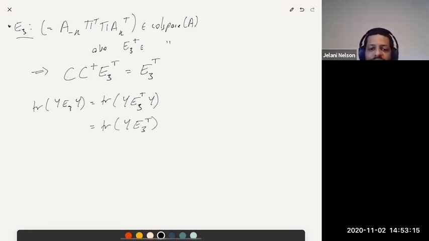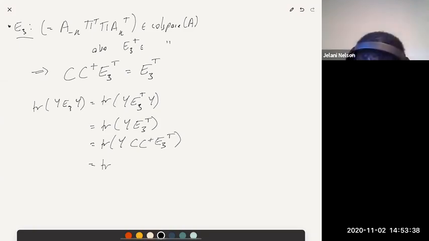Okay. And then now I can use the property that I just said. If you project onto the column space of A, you get back the same matrix E3 transpose. So let me just put that projection operator in there. It doesn't change anything. Okay. And then now this is, let me write this down. You might not be familiar with this notation, but I'll explain what it means.